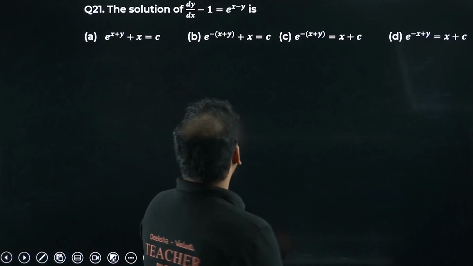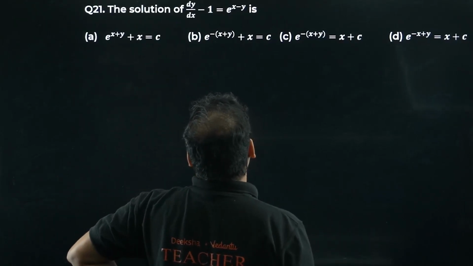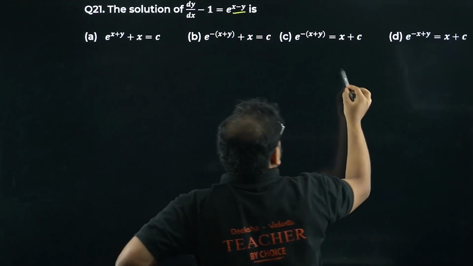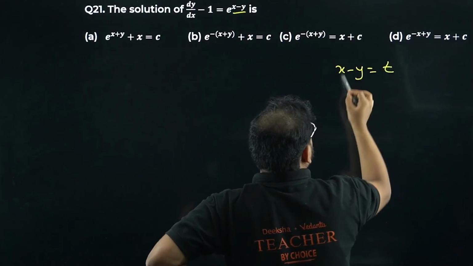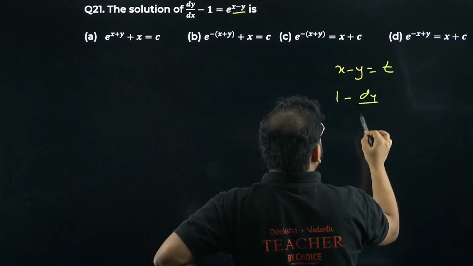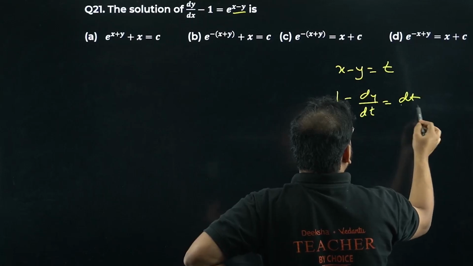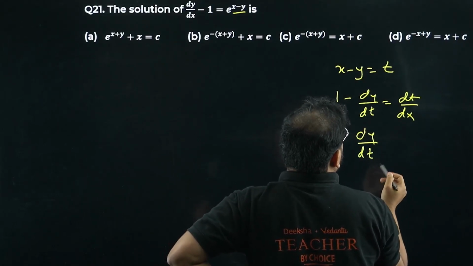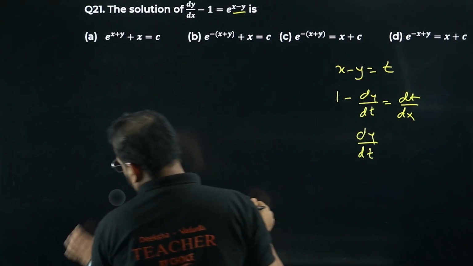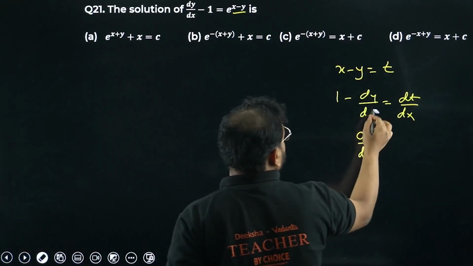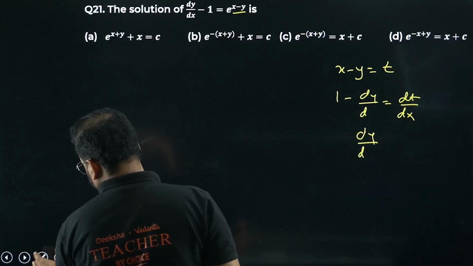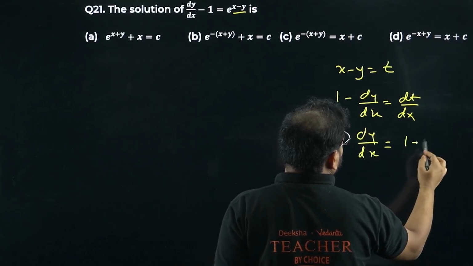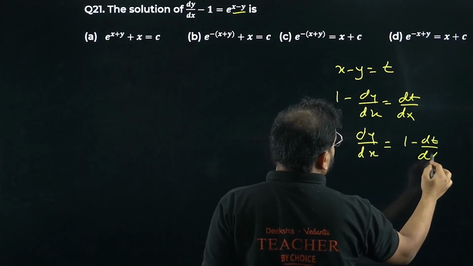21 now. The solution of this equation, dy by dx minus 1 equal to e power x minus y. This is the problem, right? Let's do one thing. We'll use substitution. X minus y equal to t will put. Differentiate now. We get 1 minus dy by dx equals to dt by dx. From here I get dy by dx equals to 1 minus dt by dx, right?